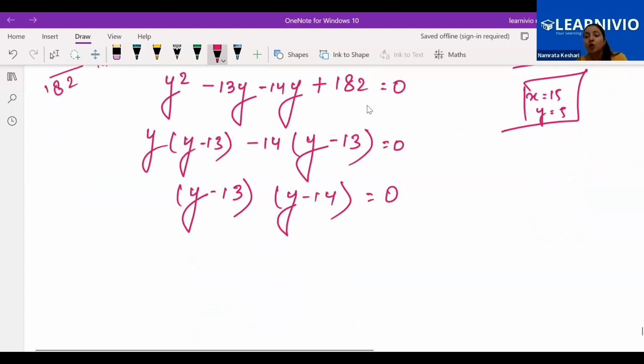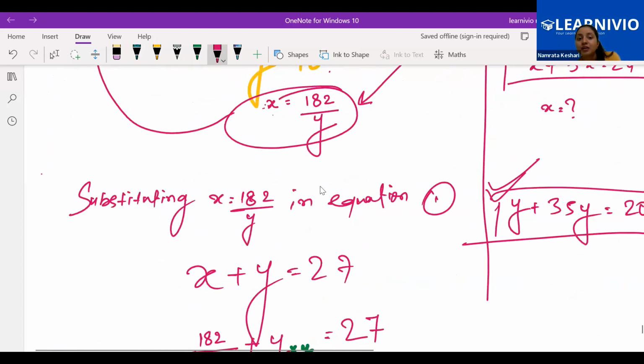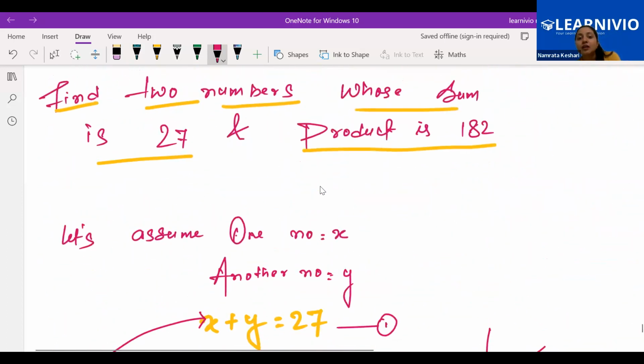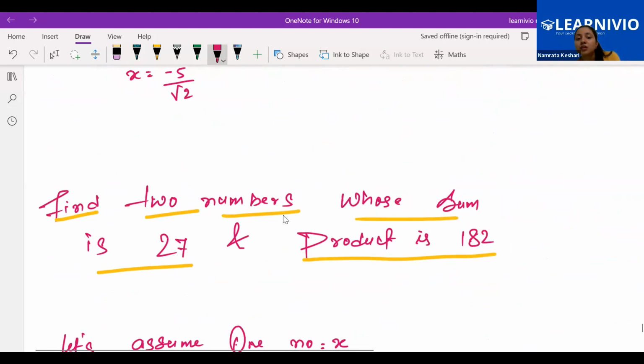We are done? No, we are not done. These are the two possible values of y. Y can be 13, y can be 14. Still we are not done. What do we have to do here? We have to find both the numbers.